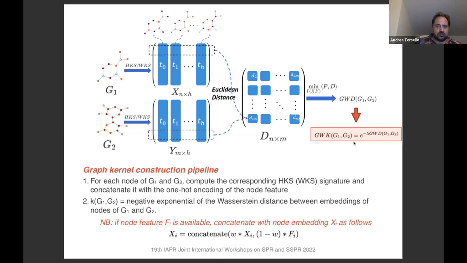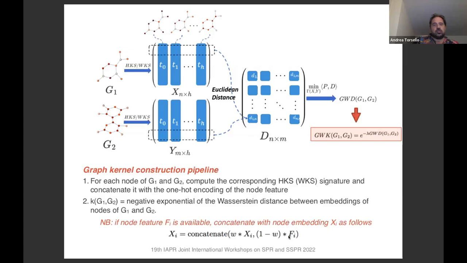The only thing we need to add to it is the way we actually generate the feature. The features are not necessarily only the spectral features. We can actually incorporate the node features that we had on the structures themselves. And we do that by doing a weighted concatenation between the spectral component X and the feature component F. So the final feature here is this concatenation of the two components, where the spectral component is multiplied by a weight value W, and the feature component is multiplied by one minus W, and then these two rescaled components are just concatenated in a long vector. So this is basically the definition of the kernel.